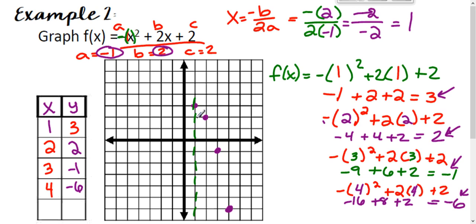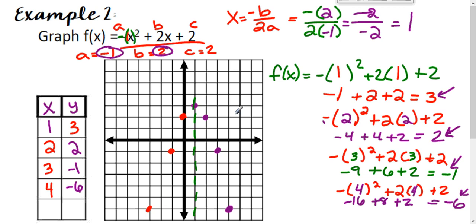So this point right here is 1 away from my axis of symmetry. So I'm going to go 1 the other side. This one is 2 away, so I'm going to go 2 to the other side. And this one is 3 away, so I'm going to go 3 to the other side. And it should create your nice U shape.